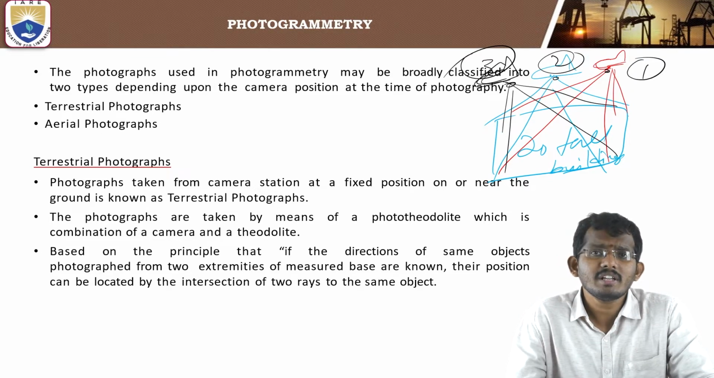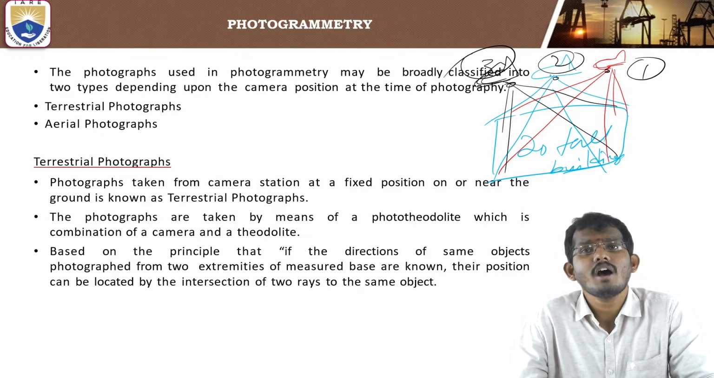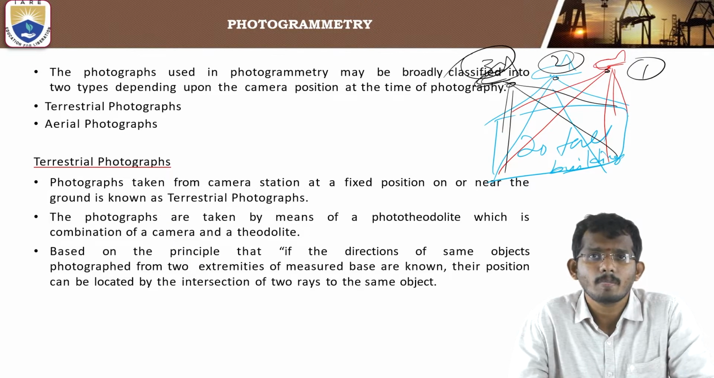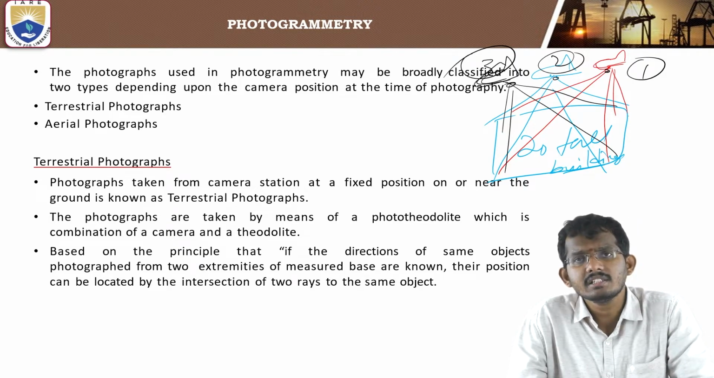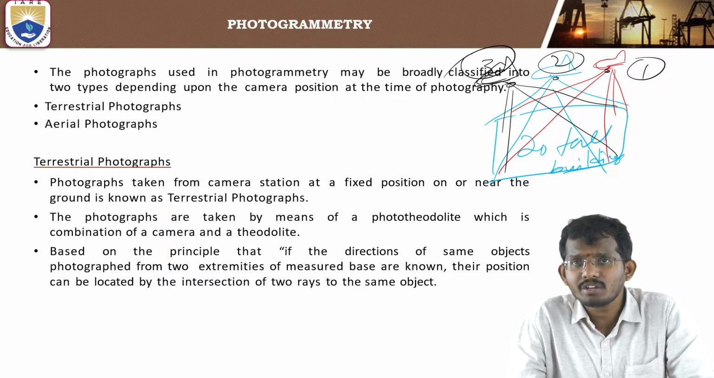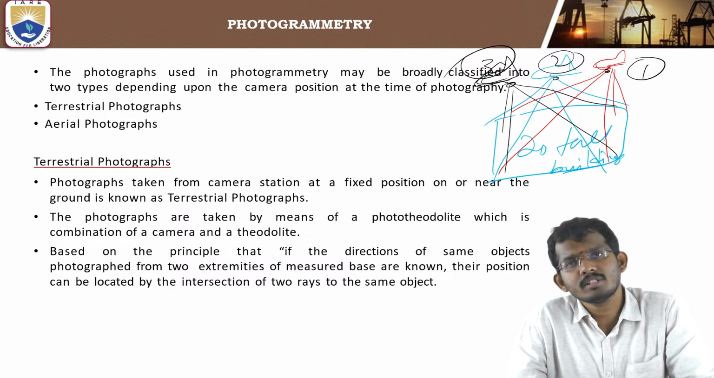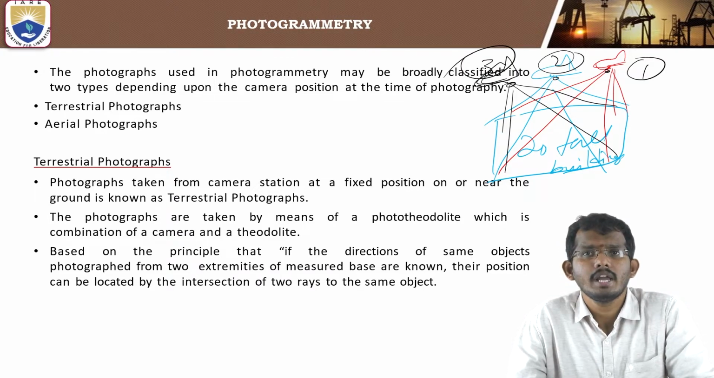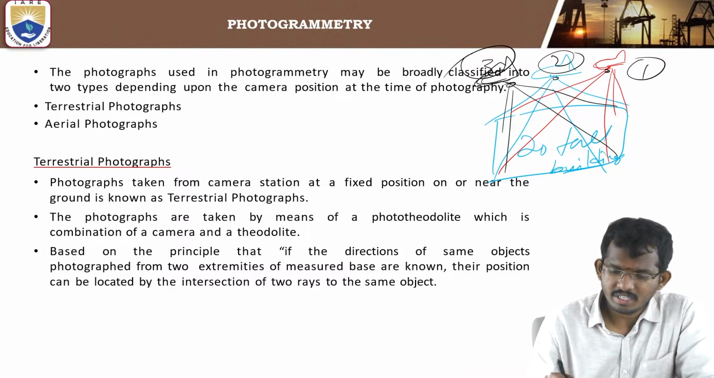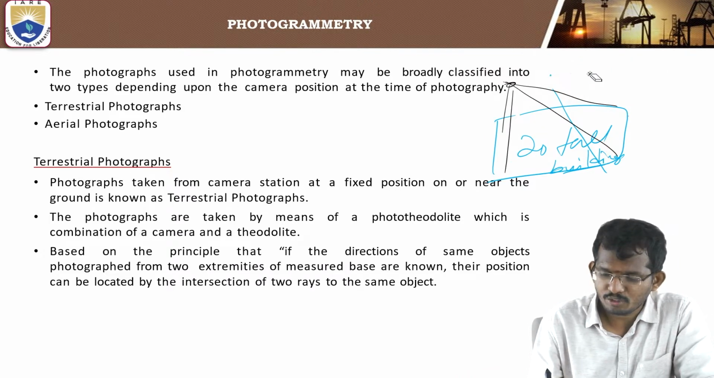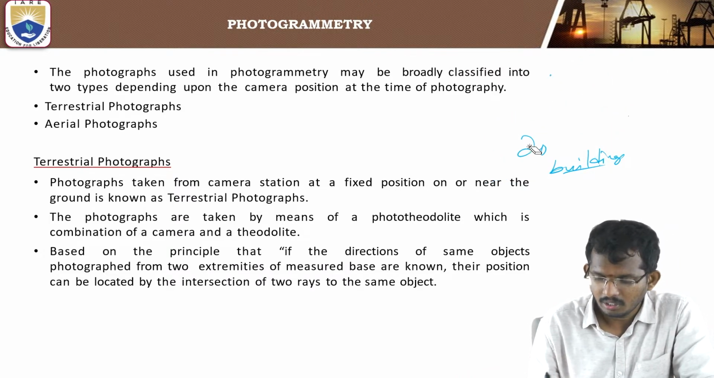In aerial photogrammetry, we capture the photograph by using airborne vehicles. In earlier days, we used aircraft, parachutes, balloons, or even pigeons; different types of instruments were used to capture the aerial photograph. Or we can also take satellite images to capture aerial photographs. Now we will discuss aerial photogrammetry and terrestrial photogrammetry in detail.